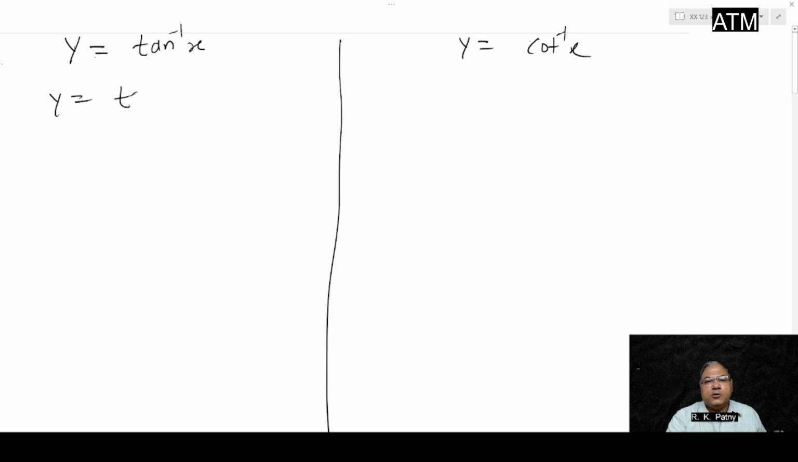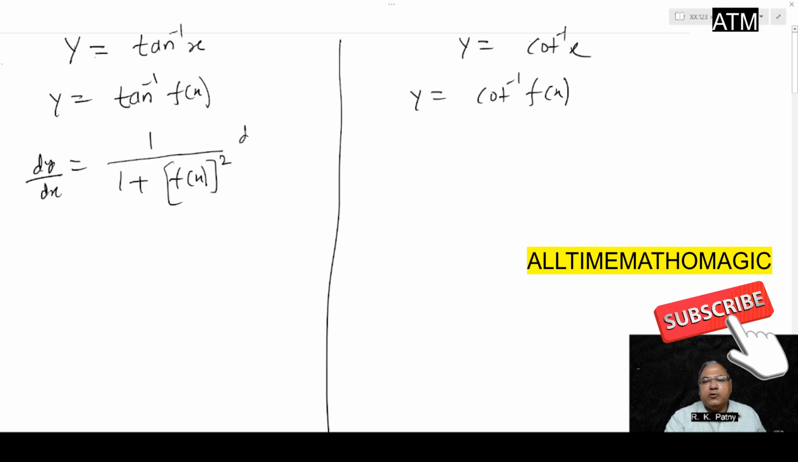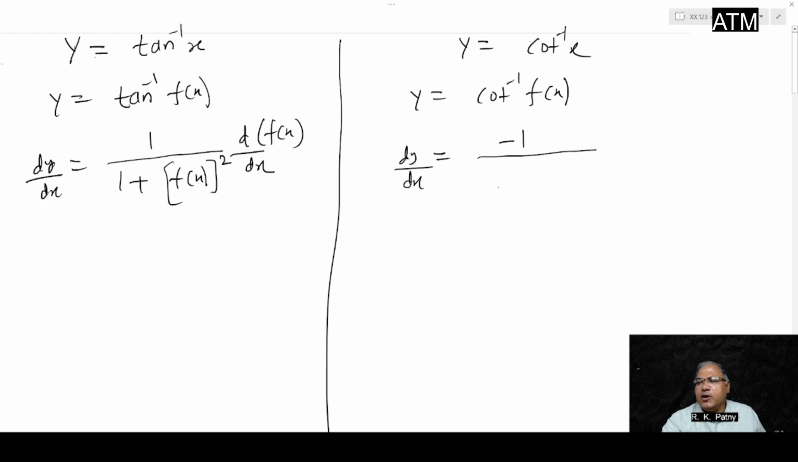Suppose y equals tan inverse of f of x, or given y equals cot inverse of f of x. Then dy by dx equals 1 upon 1 plus f of x whole square into differentiation of f of x with respect to x. Here, for the derivative of cot inverse x, the minus 1 will come, and the remaining part is as it is: 1 plus f of x whole square into derivative of f of x.